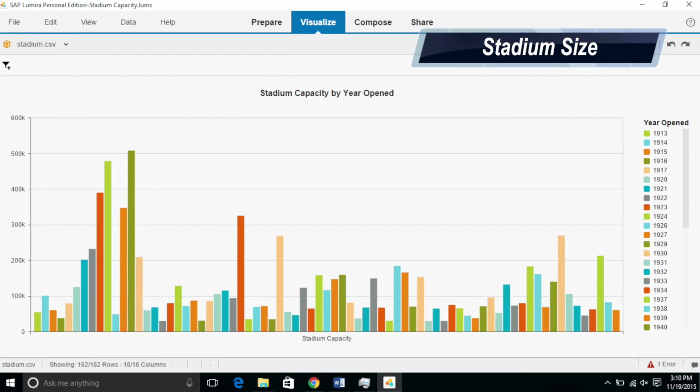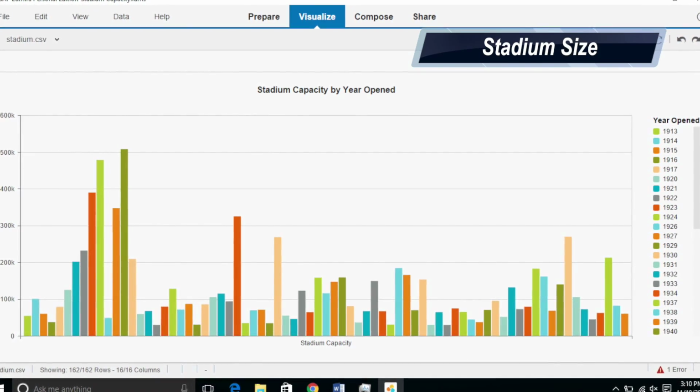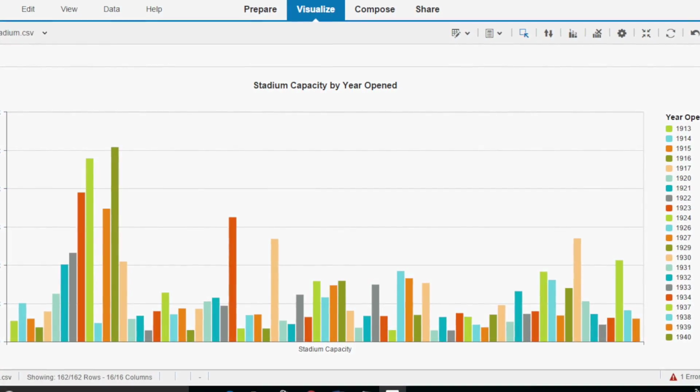We started with a simple chart, showing the years stadiums were opened, along with how large they were. This would give us an idea of how popular college football was per year, as well as show expected visitors. The data shows that in the 1920s there was a drastic increase in stadium size.